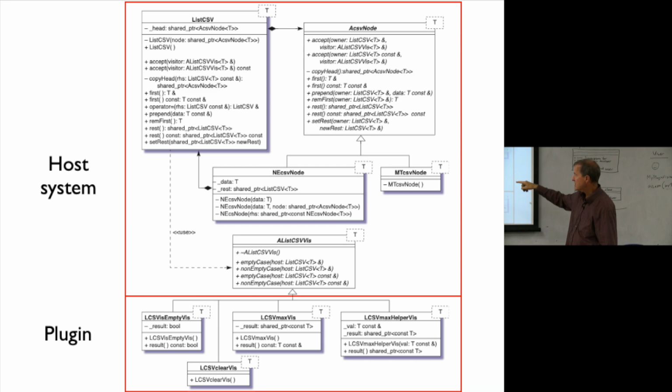Because this A-list CSV viz, where is that used? That's used in list CSV as the type of visitor in the accepts. Do you see? It's not an attribute. A visitor is not an attribute of list CSV, but list CSV uses it in the parameter list of accept. And this is the UML notation to denote that. Is everybody clear on that? Okay, so that's a new little UML thing.